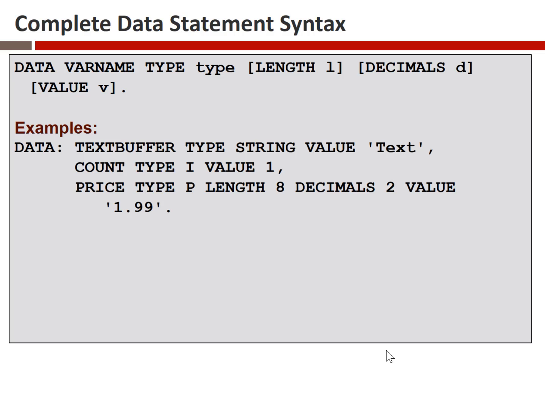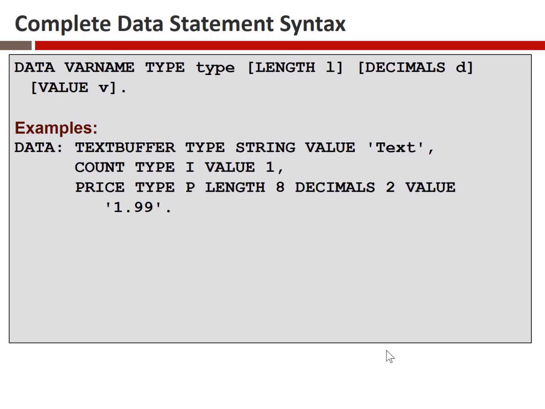So let's look at some examples of this. Data text buffer, type string, value text. Okay? String is a complete data type, don't have to specify length, obviously don't have a decimal portion there, but I can specify a default value. Count, type I, value 1, similar to code we've looked at before, but now notice the next one here, price, type P, packed number, length 8, decimals 2, value 1.99. All right, let's take that statement apart.